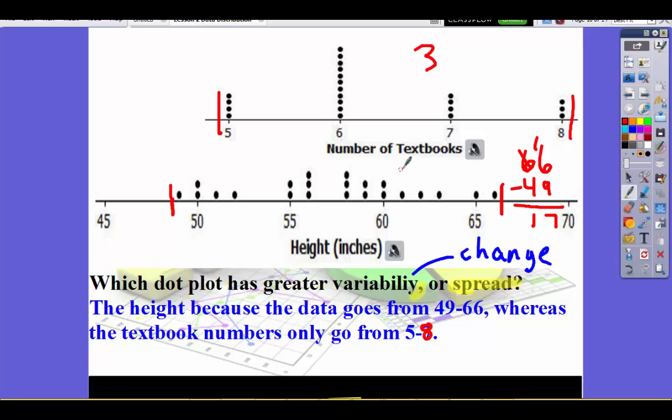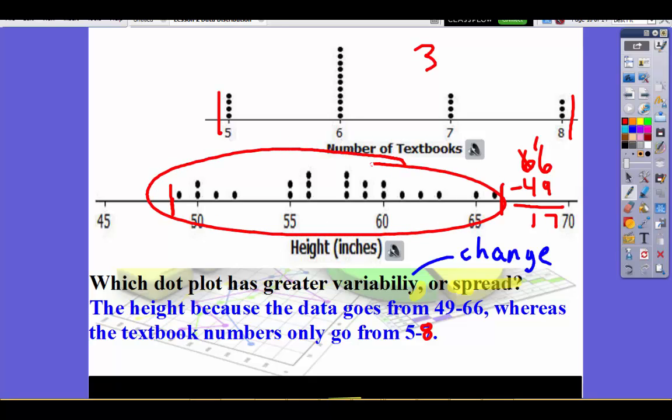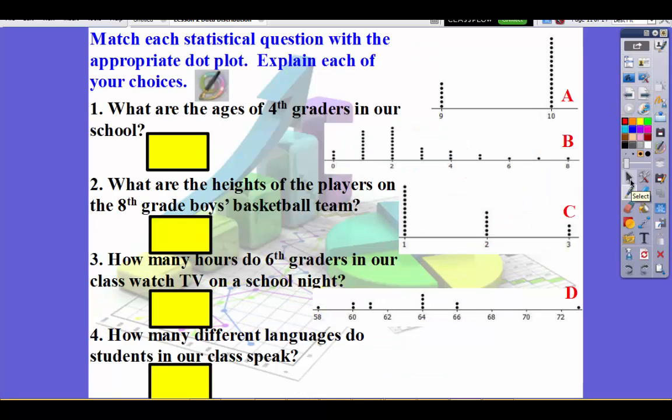So I have a greater change or variability in this height. Alright, here's our last problem before we do our lesson summary. Match each statistical question with the appropriate dot plot. Explain each of your choices.